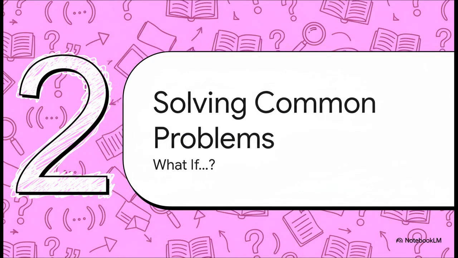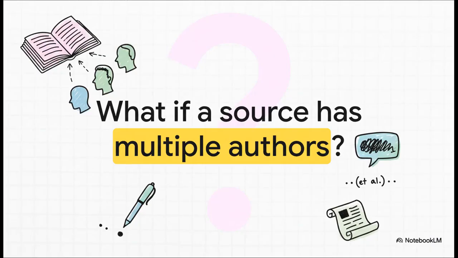Okay, so the basic rule is pretty simple. But let's face it, research is messy and sources are not always neat and tidy. This next part is all about tackling those what-if questions that always seem to pop up when you're on a deadline. First up, a classic. You find the perfect quote in the perfect article to back up your point, but it has more than one author. How do you handle 2, 3, or even more names?